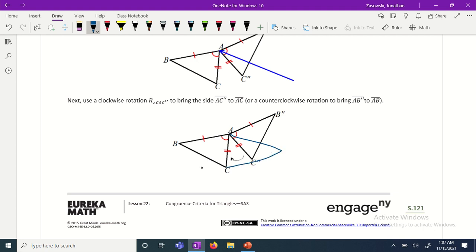And so this point is going to become B triple prime when we get there. Okay, but remember what's actually going to overlap. This side is going to touch that side, right? Okay, so let's do it.